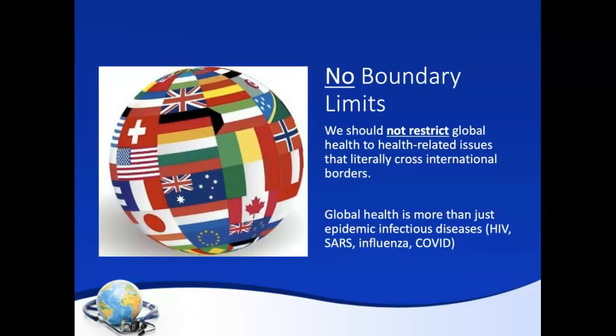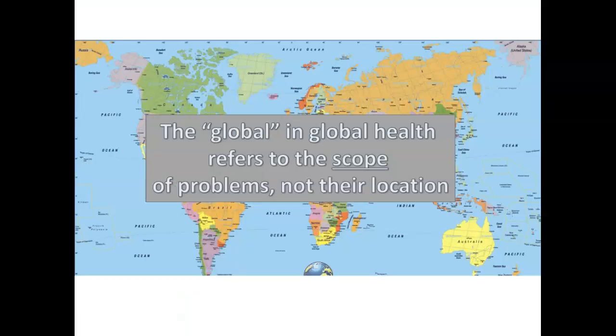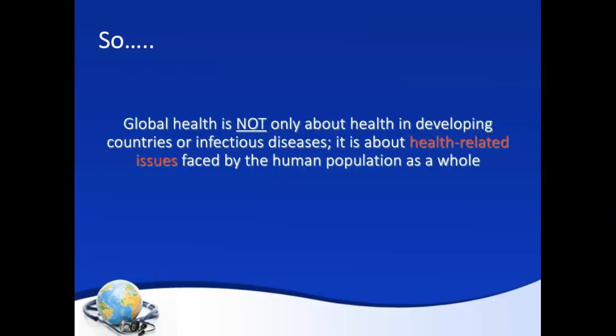And so I want you to think that with global health, there really are no boundary limits, and that we don't restrict our health issues to health issues that literally cross international borders. And it's a lot more than that. And so the global in global health refers to the scope of the problem, not the location. So think about climate change, urbanization, poverty, tobacco control, obesity, injury prevention, mental health, chronic diseases, migrant worker health, gender issues. These are broad global issues. And so global health is not only about health in developing countries or infectious diseases, it's about health-related issues faced by the human population as a whole.